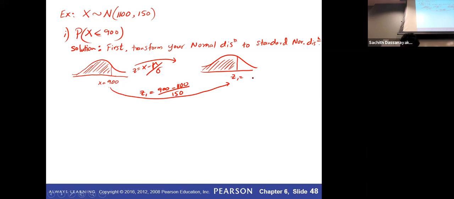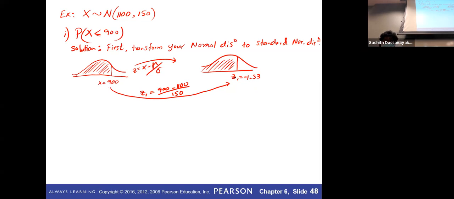So it should be a negative value. Divide by 150. Negative 1.3333. So let's consider two decimals. So negative 1.33. So now what? Go to the table. Since the C value is not positive, it's a negative value.